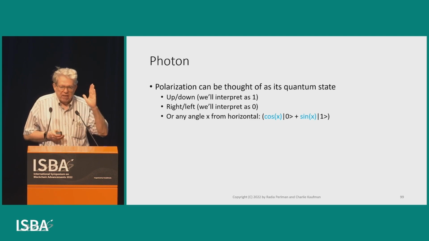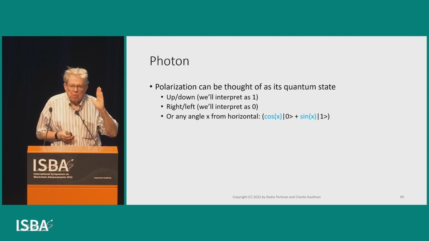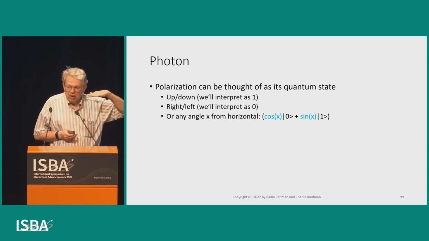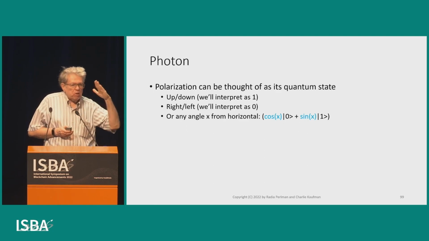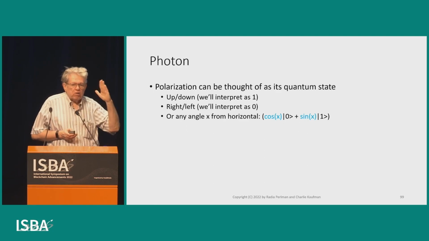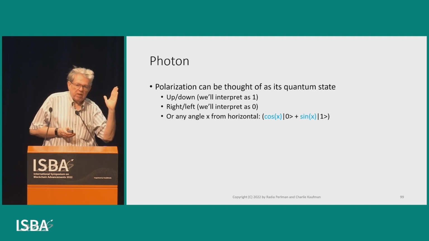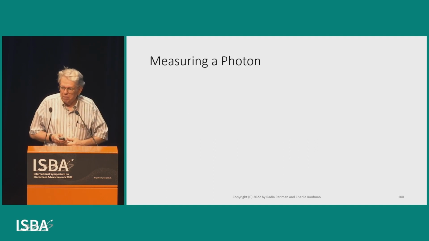If you polarize it up, down, you can think of that as being a 1-bit, and if you polarize it right, left, you can think of that as being a 0-bit. And then any angle in between is a superposition of 0 and 1. It could be anywhere in between.